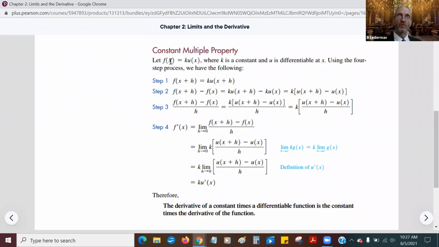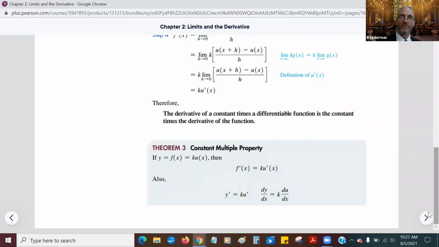So f is equal to k times u. f prime is k times u prime. A convenient way of saying that is that you can pull a constant out of a derivative. And this is stating it officially. f is equal to ku, so f prime is equal to ku prime. And you can say y equals ku prime or dy dx. These are, again, just different ways of saying the same thing.